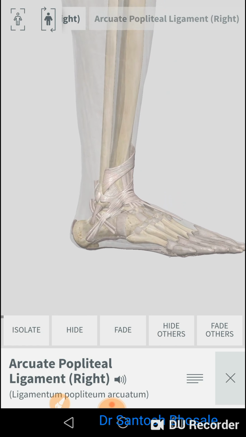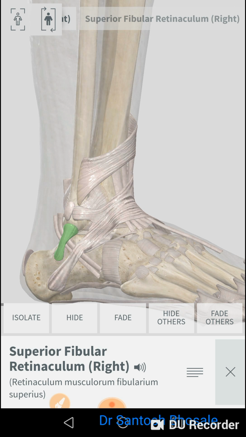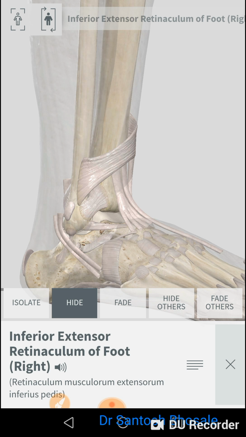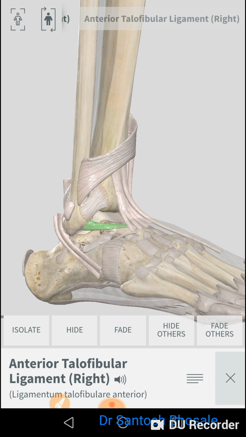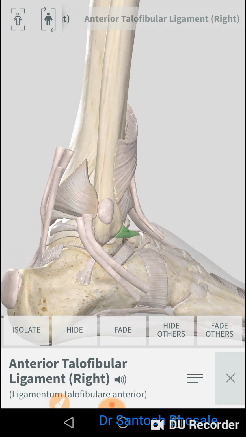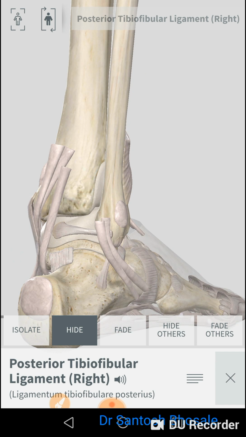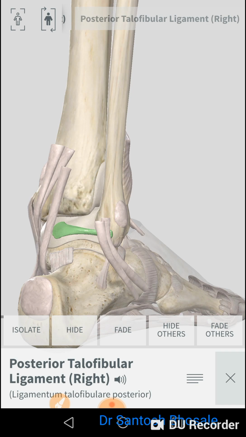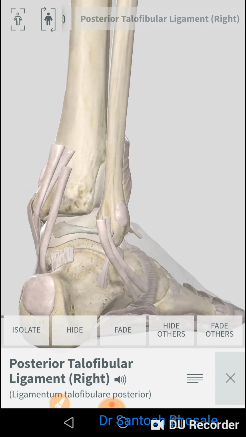In the lower end you can see the anterior border gives attachment to the superior extensor retinaculum, and the tip of the lateral malleolus gives attachment to the superior peroneal retinaculum and also to the calcaneofibular ligament. You can see here the anterior talofibular ligament to the anterior border of the lateral malleolus, and posteriorly here you can see the posterior tibiofibular ligament and also the posterior transverse talofibular ligament that you can appreciate here.